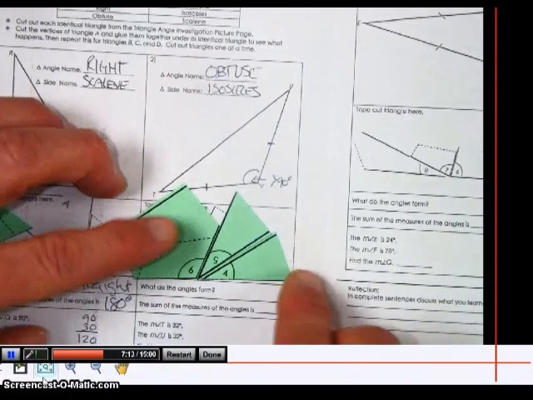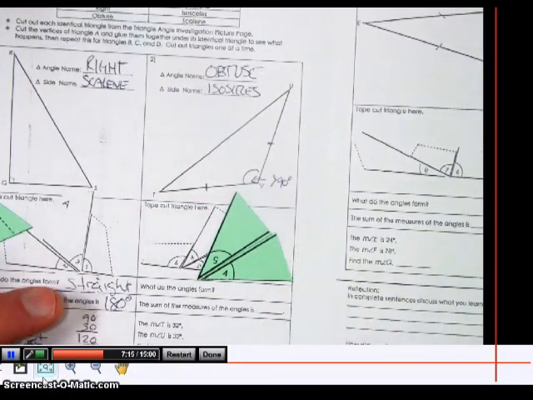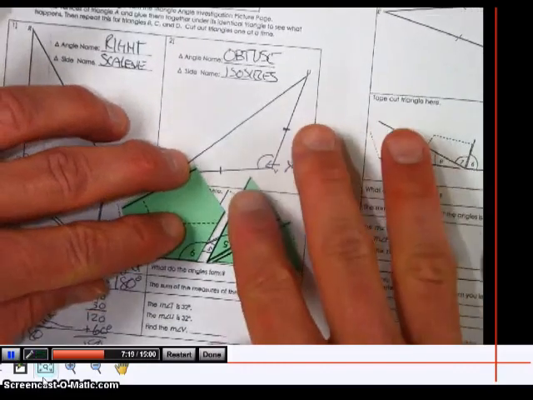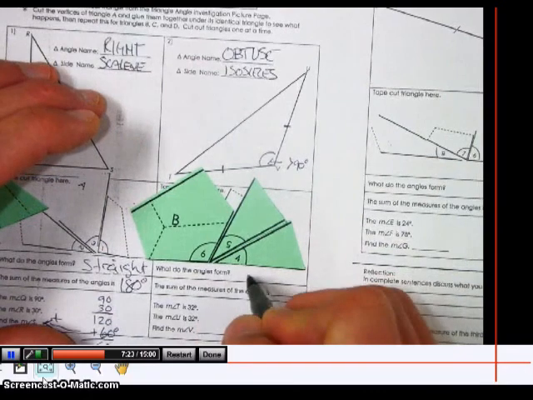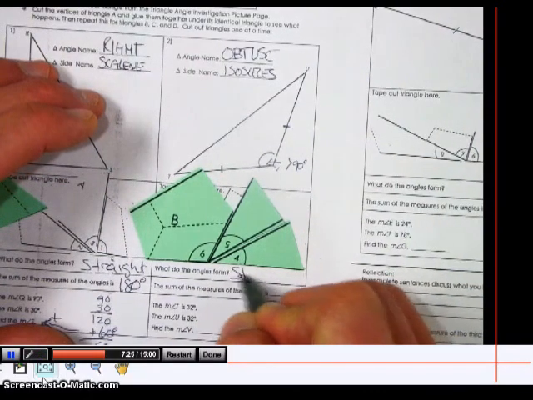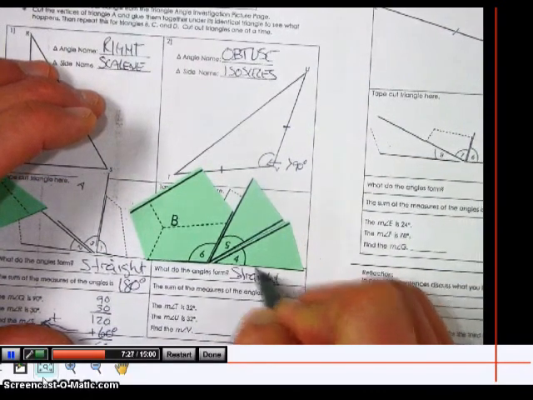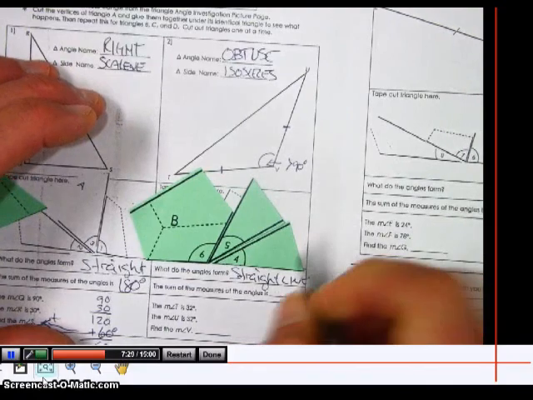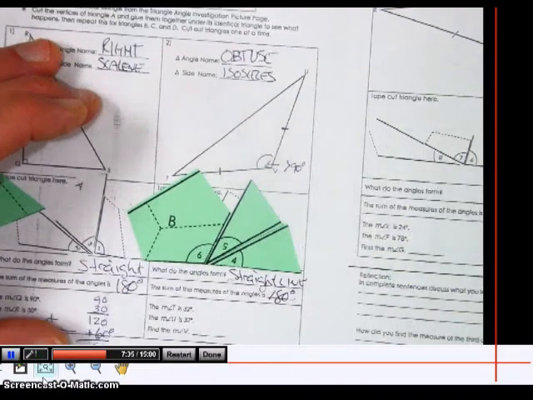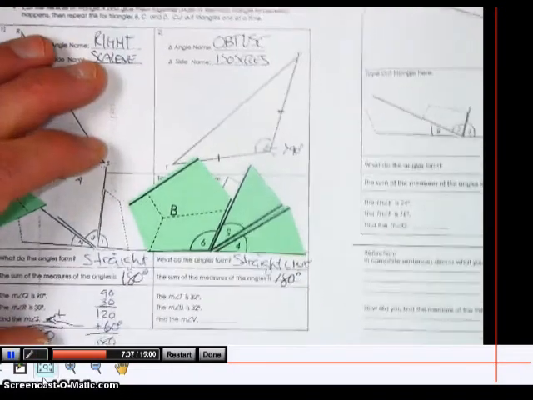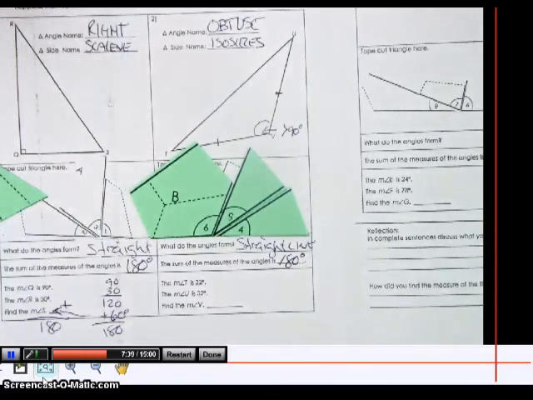Now what if I do these two? Like that's less than 90, right? Okay? But if I put in a third angle, it's 180. It makes a what? What do the angles form? A straight line. So the sum of all the angles is 180 degrees. So let's do another activity at the bottom.